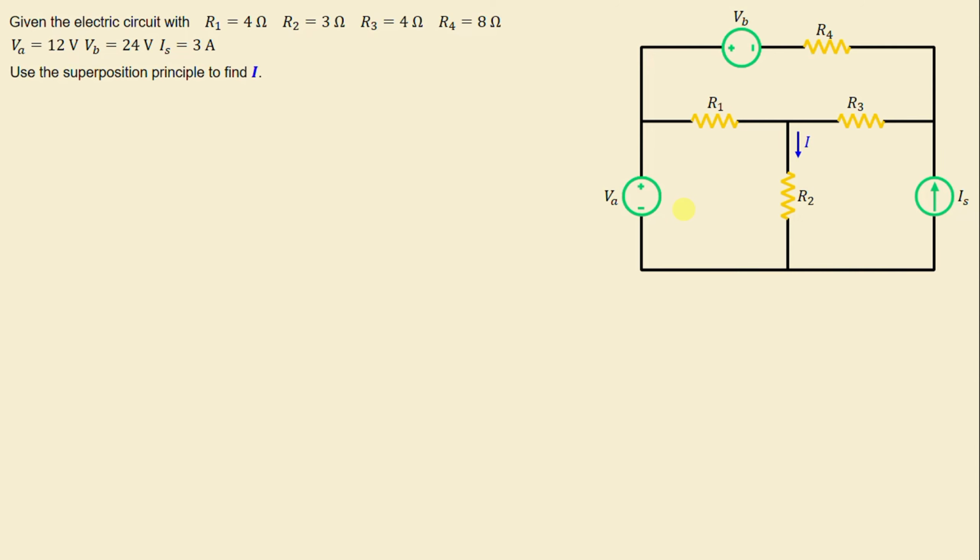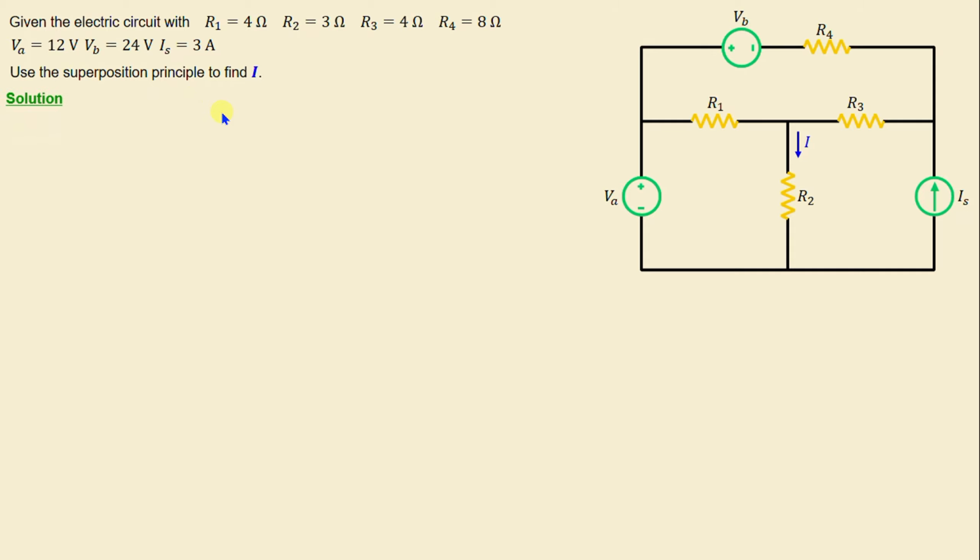Let's consider this network consisting of 4 resistors labeled R1 through R4 as well as 2 independent voltage sources VA and VB and 1 independent current source IS. The question now is to calculate the current I through the resistor R2 using the superposition principle. Let's move on to the solution.